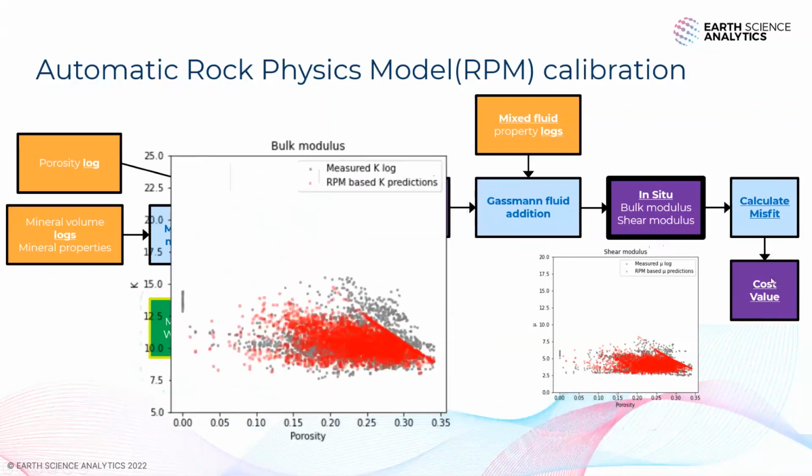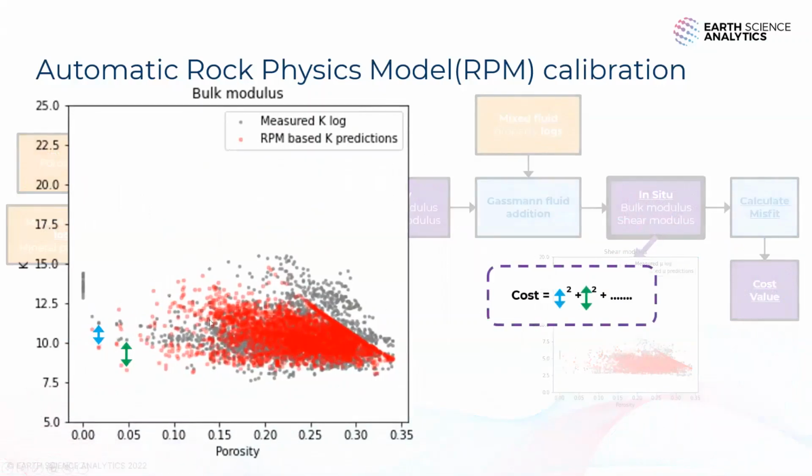If you're wondering what the cost value is, we measure the distance between each measured point and its corresponding model point, and take the square of that difference and add them all up across the data set for both bulk modulus and shear modulus, and that sum of squared errors gives us our cost value, and that's what we're trying to minimize.